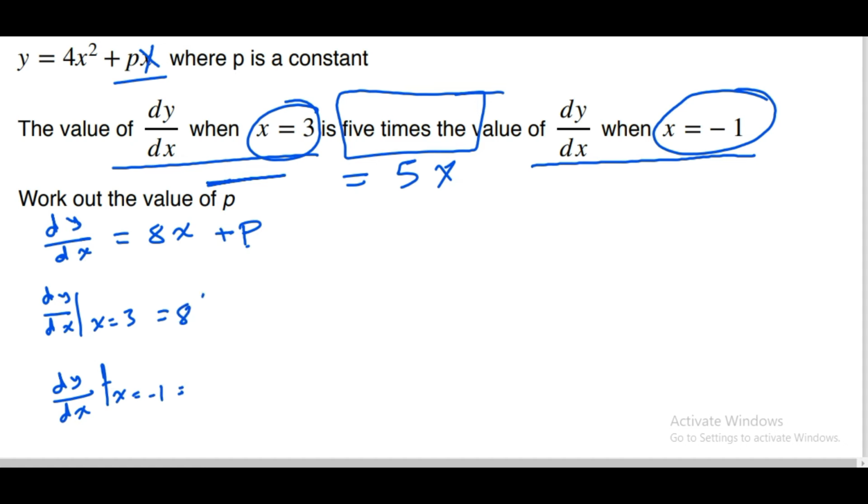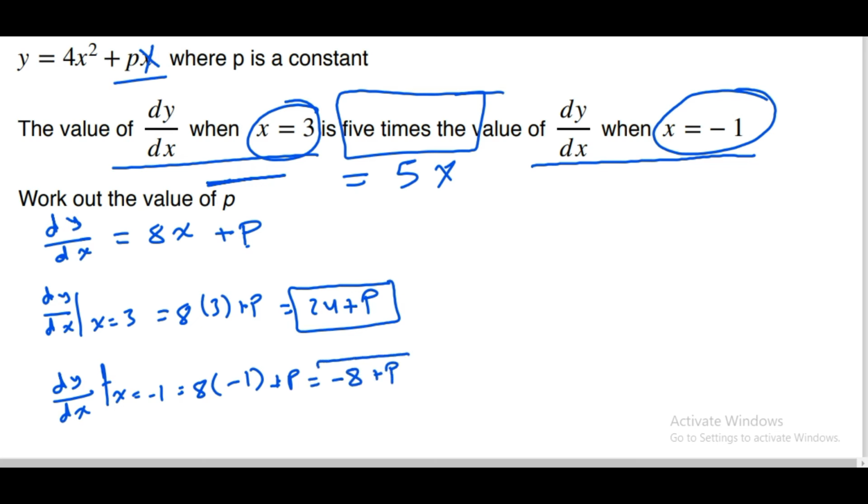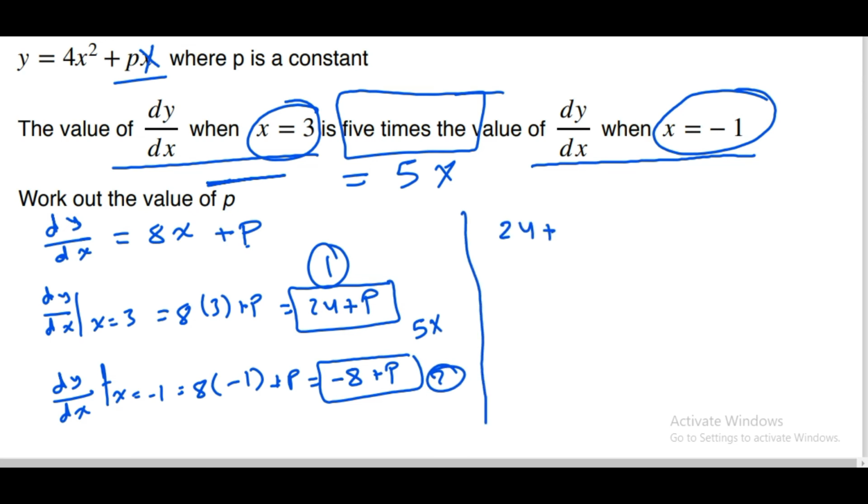Here it's 8 multiplied by 3 plus p, which equals 24 plus p. That's the first part. The second part, 8 multiplied by negative 1 plus p, will be negative 8 plus p. Here he said the first expression equals 5 times the second expression. So we write this information: 24 plus p equals 5 multiplied by negative 8 plus p.